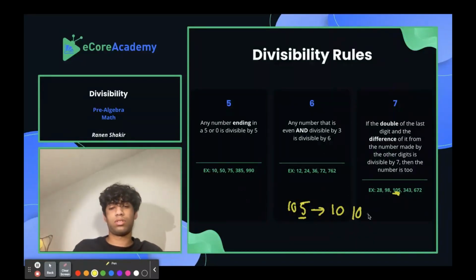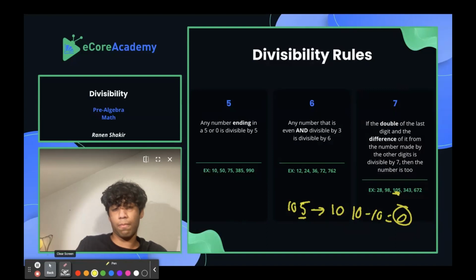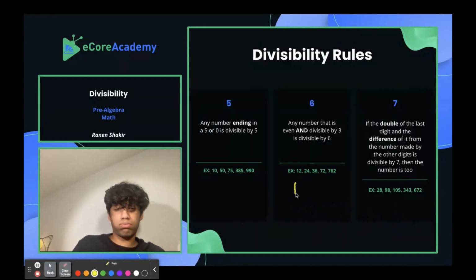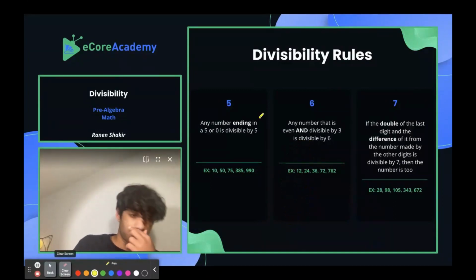So 10 minus 10 is 0. This is going to work since any number can work with 0. So you'd have 105, and then if you divided this by 7, you'd have 1 here, 7, 35, and then so 15. That's how you figure this out.